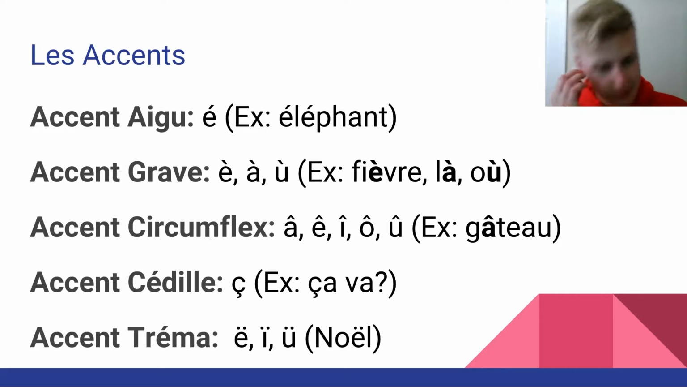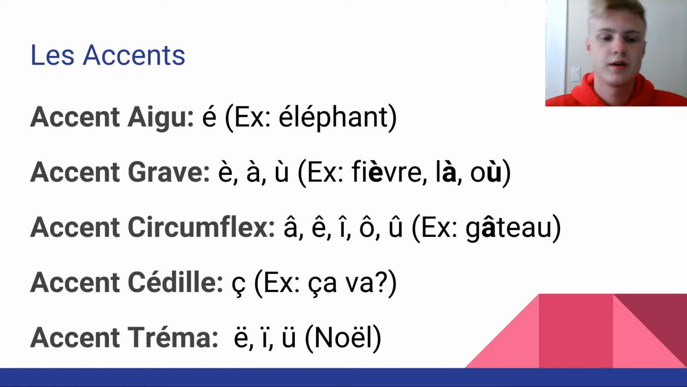We have the accent CD, and the accent CD is the little squiggly line you see under the C there. It's very commonly used in the expression ça va. And ça va is kind of like what's up, how's it doing? And notice now it's not cava, it's ça va. So the little squiggly thing on the bottom of the C turns the hard C into an S sound.